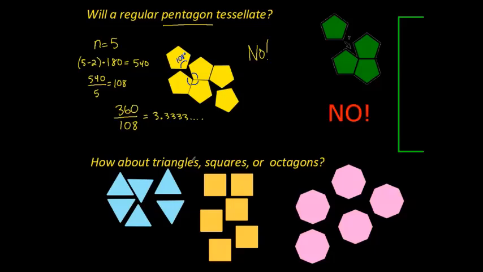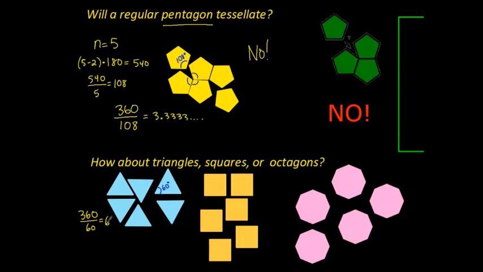Let's look at triangles, squares, and octagons. Do they tessellate? Well, let's do the same thing that we did before. Check according to the angle measures. Now, hopefully by now, we remember that the triangle, if it's regular, each of these angles is 60 degrees. So, 360 makes a circle. Divide it by 60. Does it go in evenly? Yes, it does. 6 times.